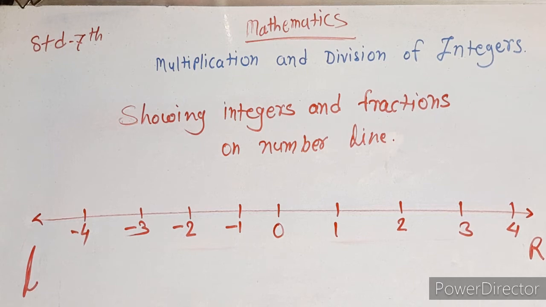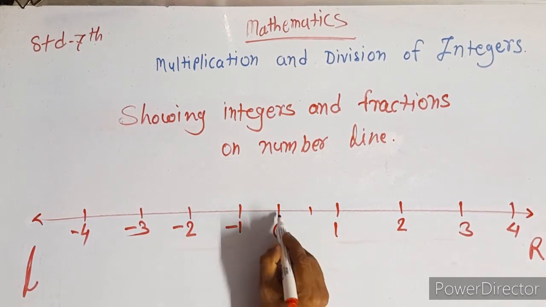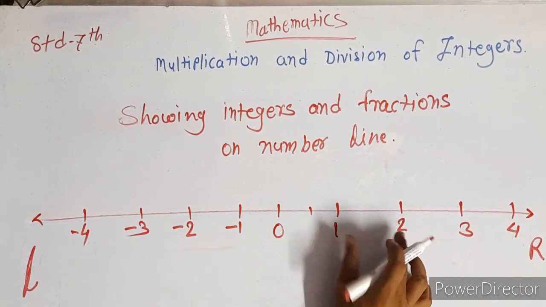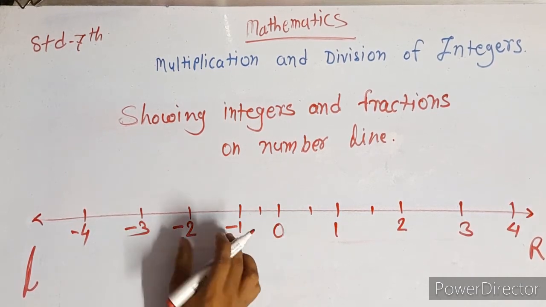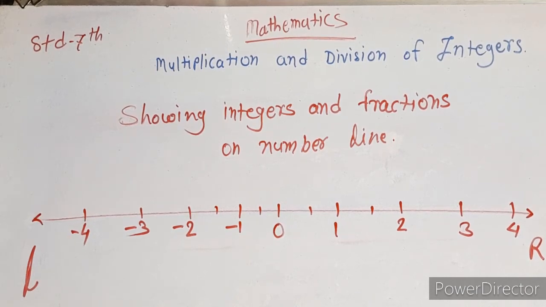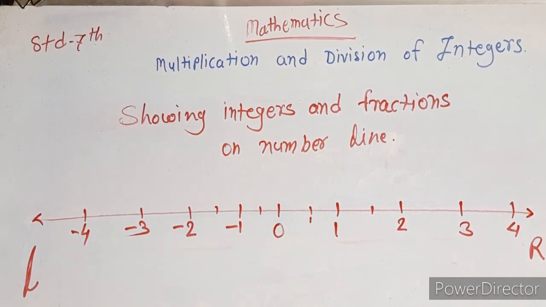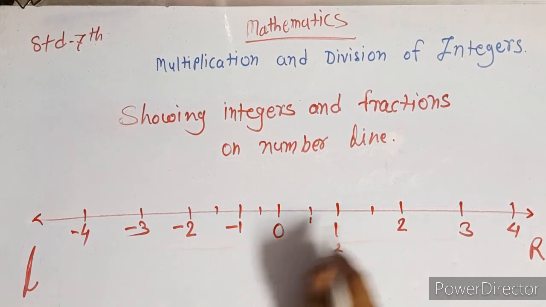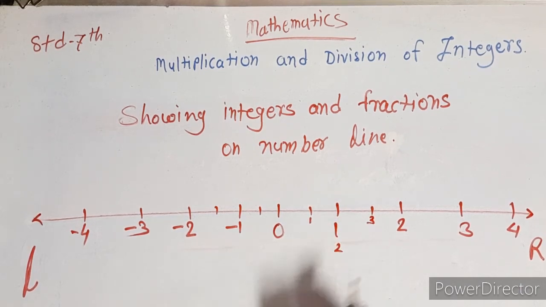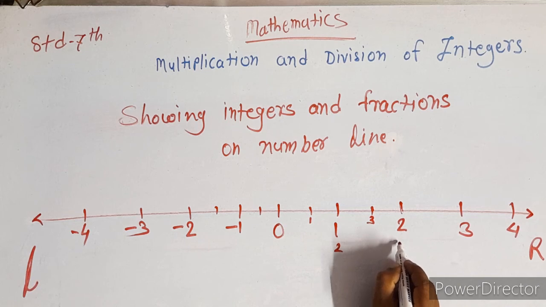Now the 1 unit distance is divided into 2 equal parts. How many parts? 2 equal parts. Now look, 1 and 2. The other sides also have 2 parts, 1 and 2. Now which number do we write here? Listen. It is the first part from 0, so write 1. It is the second part from 0, so write 2. It is the third part from 0, so write 3. It's the fourth part, so write 4.